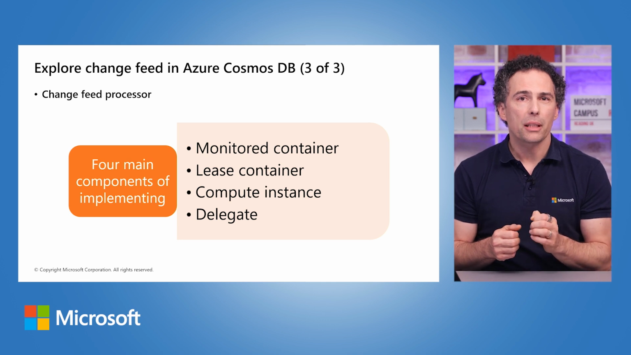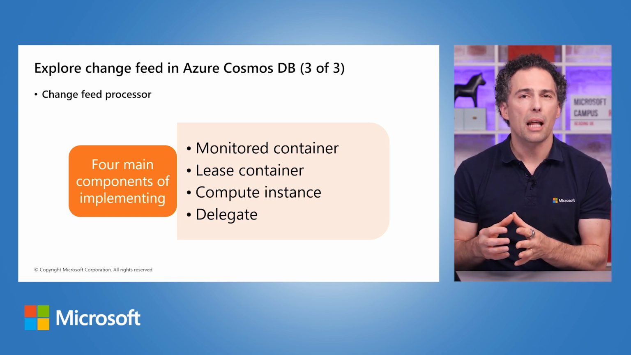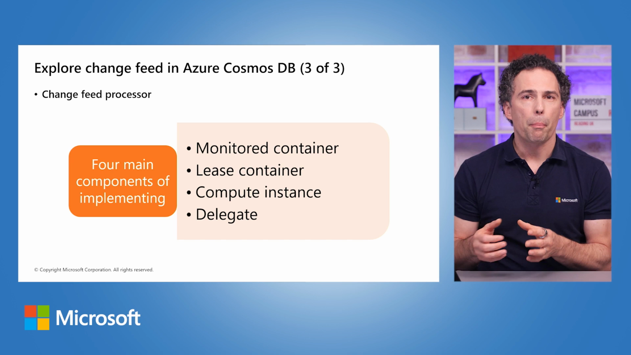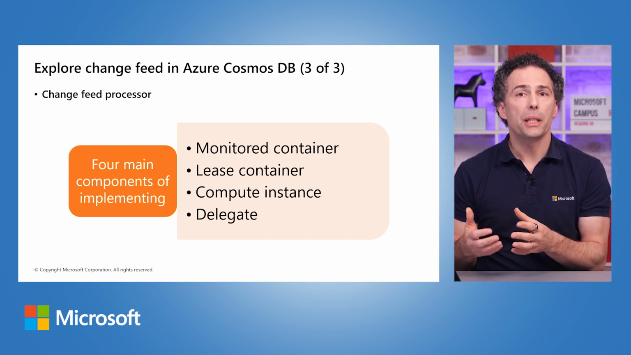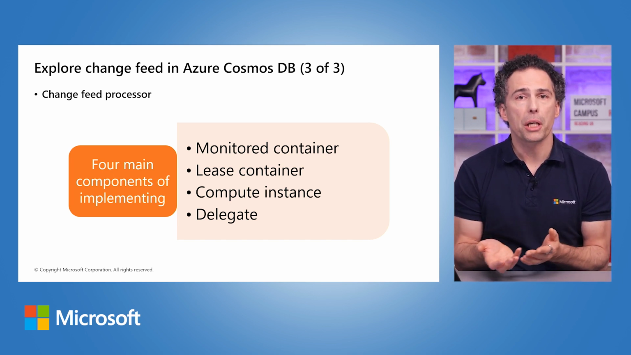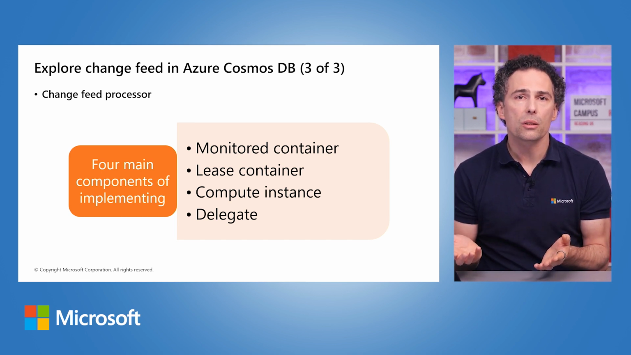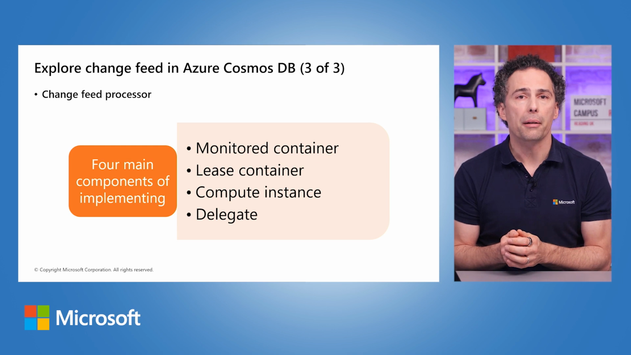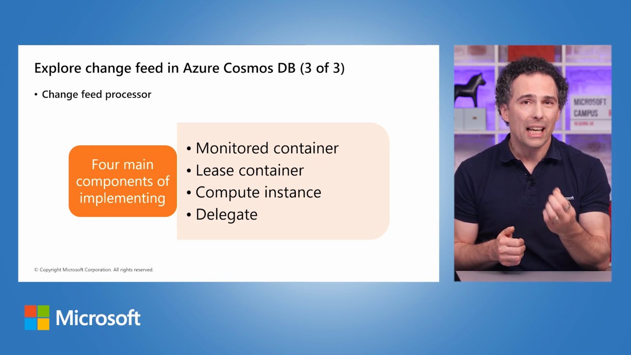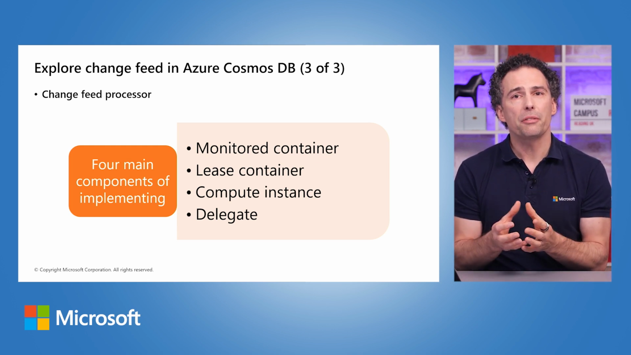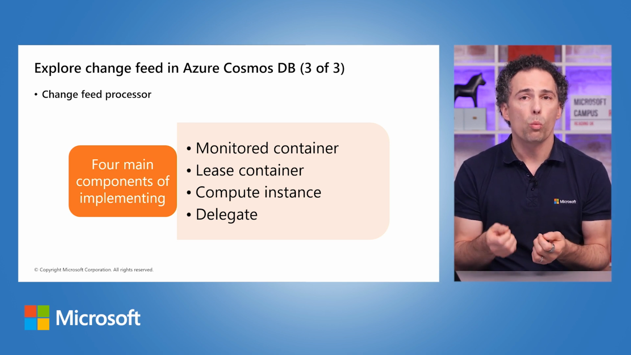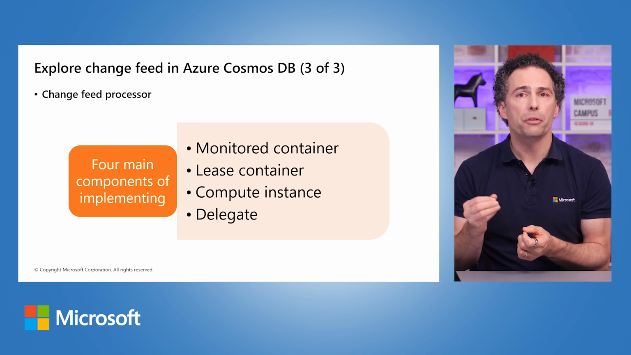The change feed processor runs on a compute instance that monitors change. The platform determines what the compute instance is, such as a virtual machine, a Kubernetes pod, an Azure App Service instance, or a real physical machine. The delegate is the code that specifies what you, the developer, want to achieve with each batch of changes that the change feed processor consumes.